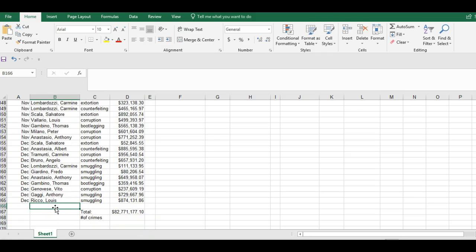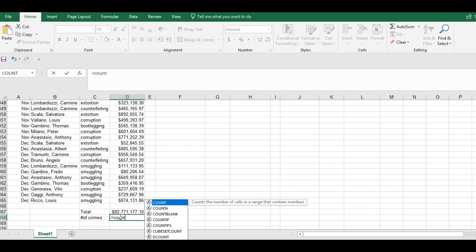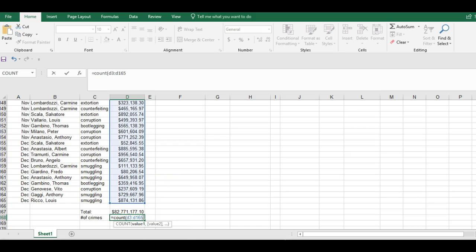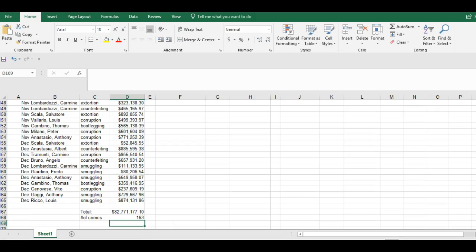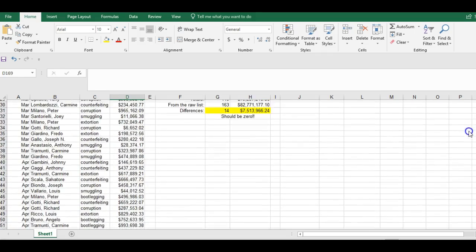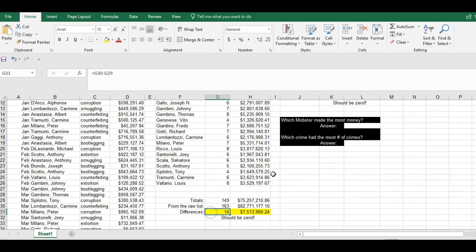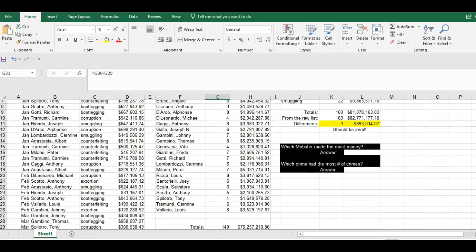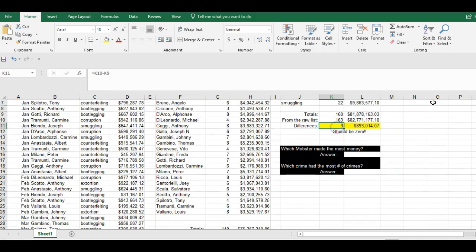So the next thing we want to figure out is the total number of crimes. So we're going to use the count function. We're going to say equal count, and I know my range is going to be D3 to D165. And it'll highlight it for you. So I can see there were a total of 163 crimes. All right, so we know then that these should equal 0, but they're not. Something weird is happening. I wonder what the problem could be.